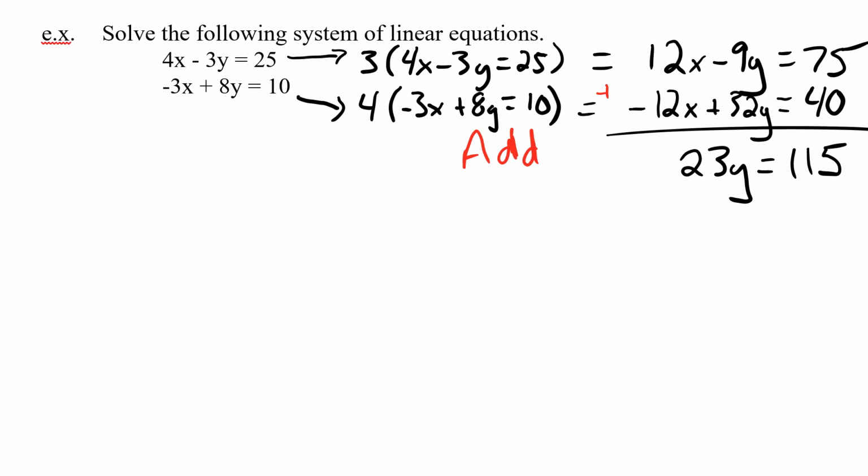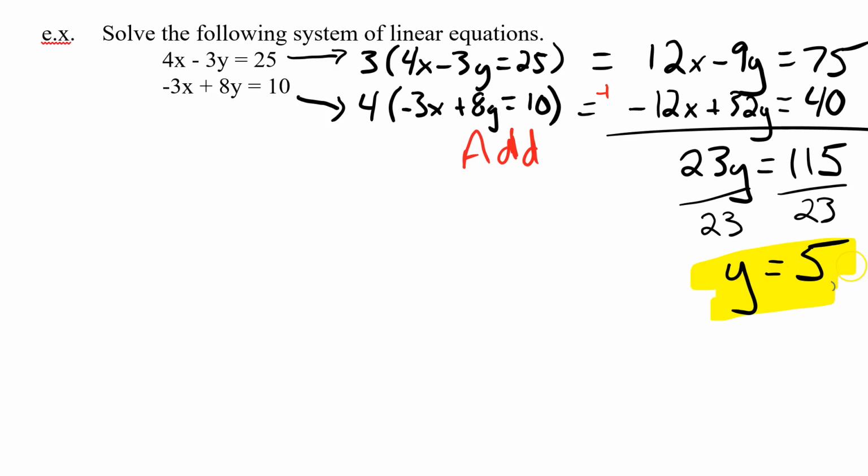Now I'm going to solve for my y, dividing each side by 23. And my y is going to equal 115 divided by 23, which is 5. So there I go, I've just found the y for my solution. Now I've got to find the x.